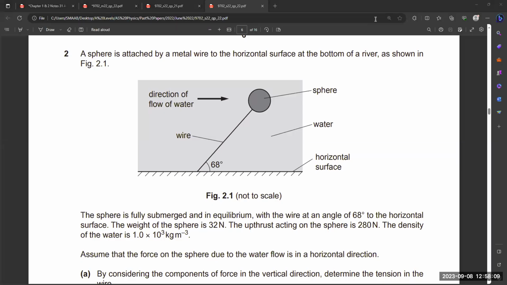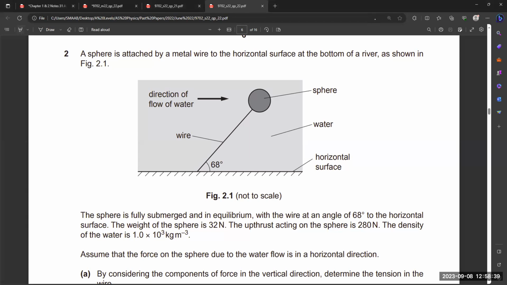So in this question, we have a sphere connected with a wire, and the direction of water flow is given. They are asking about the sphere, which is fully submerged and in equilibrium.